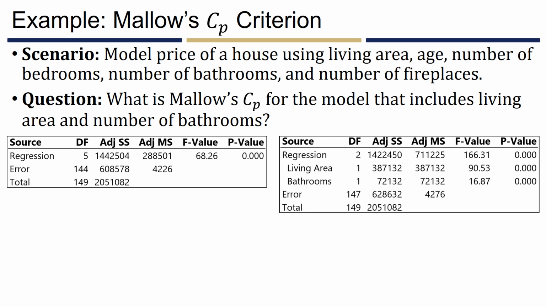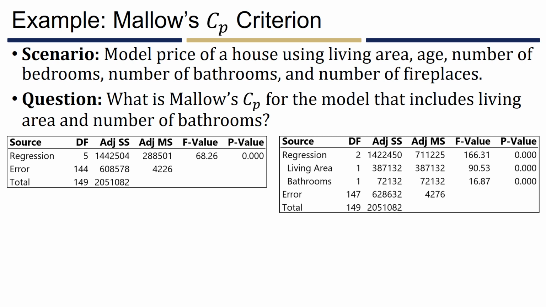So let's go back to our house price data. Again, we want to model the price of a house using 5 predictors: living area, age, number of bedrooms, number of bathrooms, and number of fireplaces. Over on the left, we have the output for the maximum model that has all 5 predictors. What we ultimately want to calculate is Mallows' Cp for the model that includes only living area and number of bathrooms. The output that you see over on the right is the output that includes only these 2 predictors.